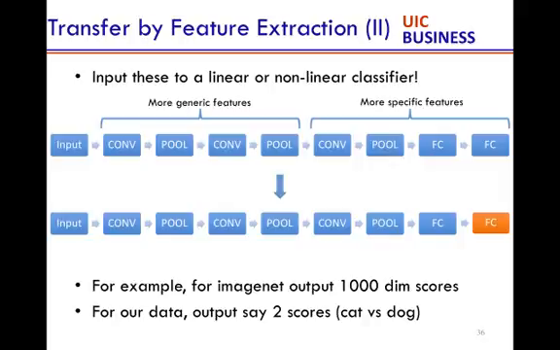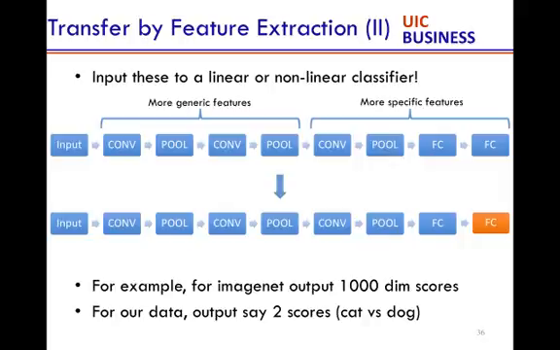That's what I've represented here as orange. For example, ImageNet has a 1000 dimensional score, so this matrix was 1000 cross 4096, right? For our data, for example, in CIFAR 10, there are only 10 classes. So maybe you want to build a linear classifier. Then you can just take the 4096 dimensional vectors for every image in your CIFAR 10 dataset, and pass them through a linear classifier, where the output score dimension is 10 for CIFAR 10, and 2 for cats versus dogs, right?